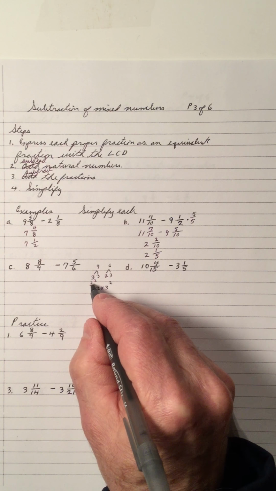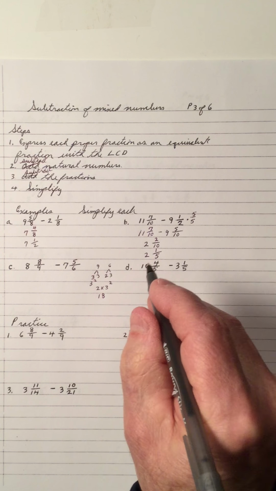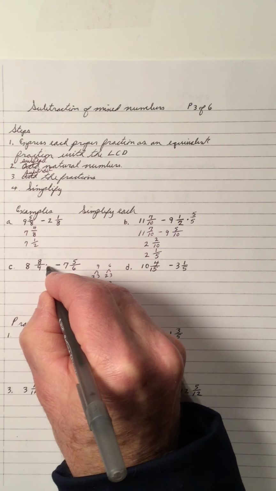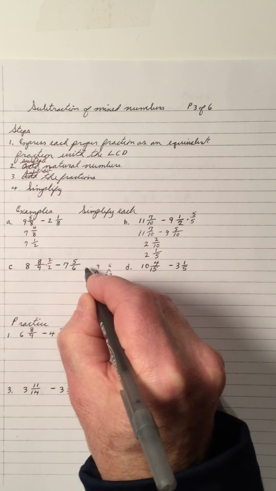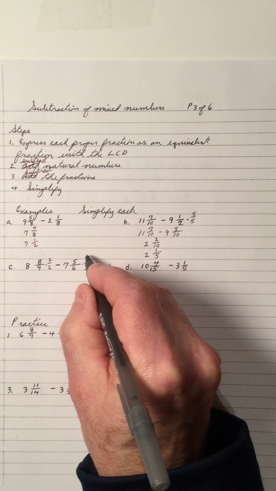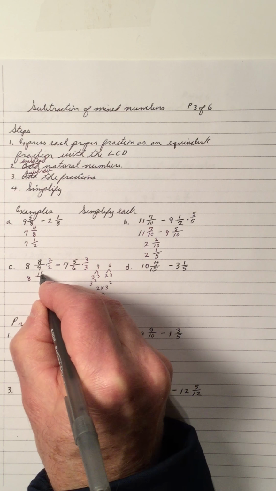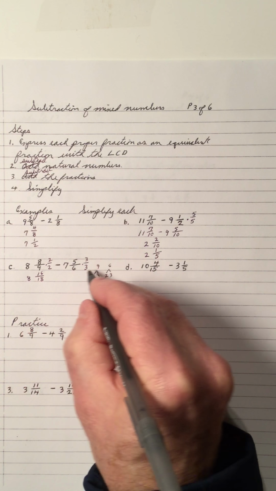Nope. We take the largest exponent. So 2 times 9 is 18. 18 is my LCD. So I multiply the 9 by 2, 2 on top. I multiply the 6 by 3 to get 18, so 3 on top. That gives me 8 and 16 over 18 when I multiply.